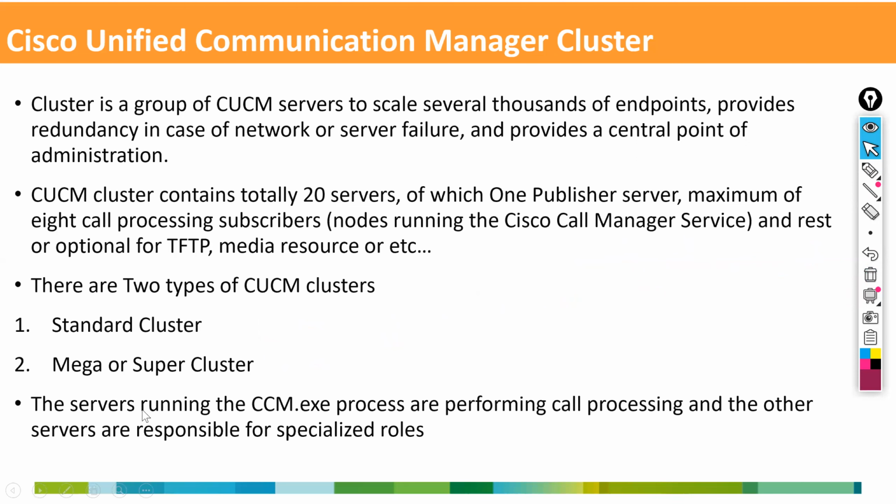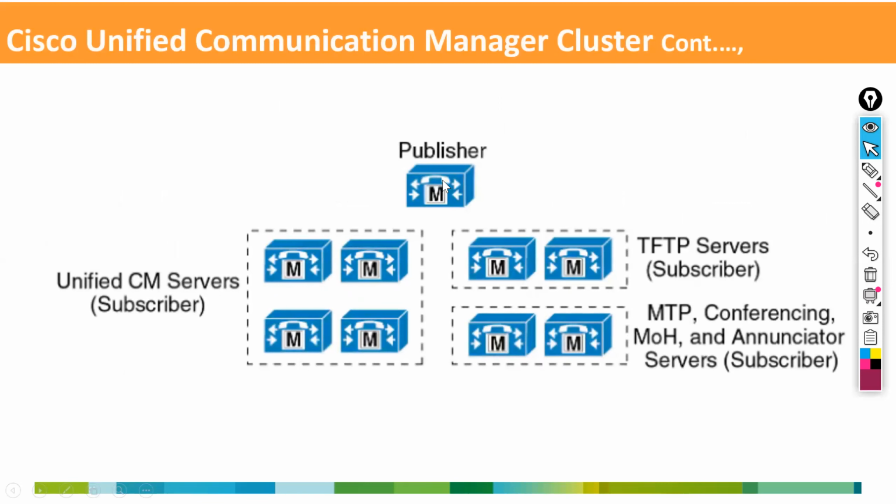The servers running the ccm.exe process are performing the call processing, and other servers are responsible for specialized roles. Means only the server in which you activate the CallManager service is a call processing server; on the others you can activate other specialized services or roles. See, one publisher, 8 subscribers. Out of 8, 4 are active, 4 are backup. You can make it like this. Clear?